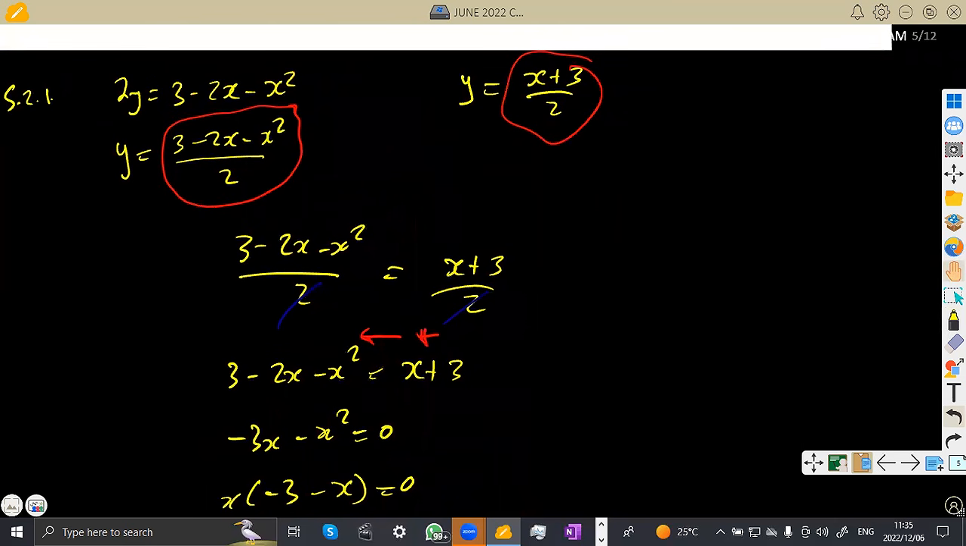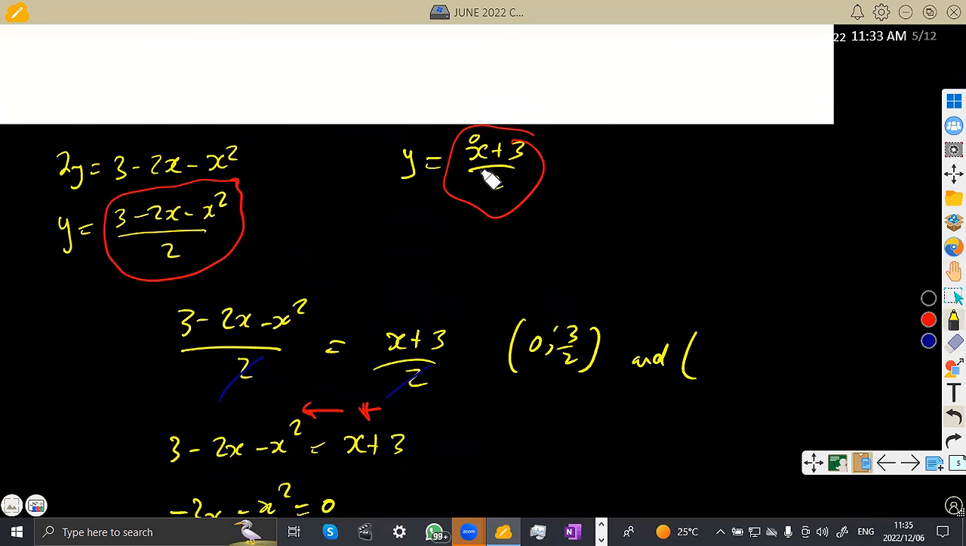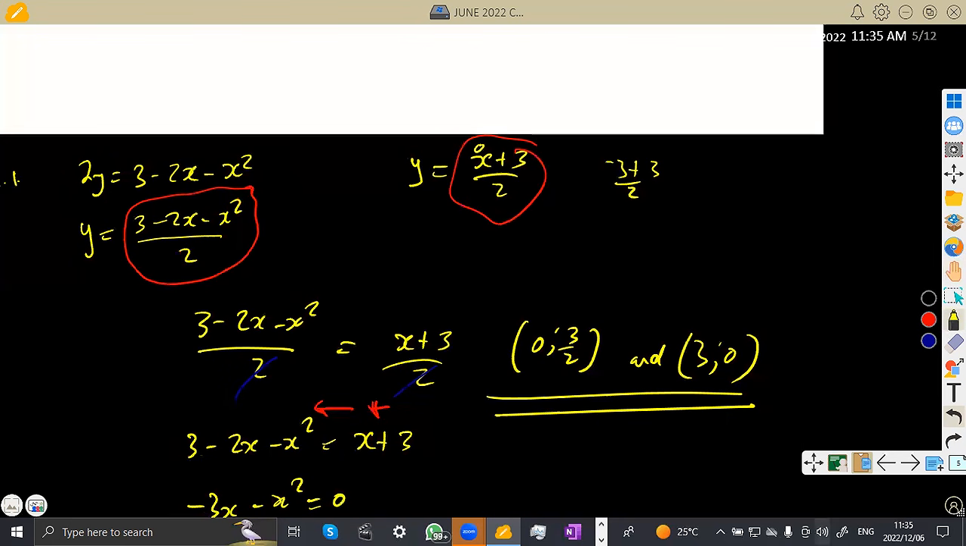So let's start when x is equal to 0 and see what you're going to have. If x is equal to 0 here, that's 0 plus 3, which is 3 over 2. And the other point is when x is equal to minus 3. So if we substitute minus 3 here, that's minus 3 plus 3 over 2, that's 0. So it's going to be 3, 0 there. So this one will be 3, 0. Okay, so that's the point of intersection for the given two graphs that we had.